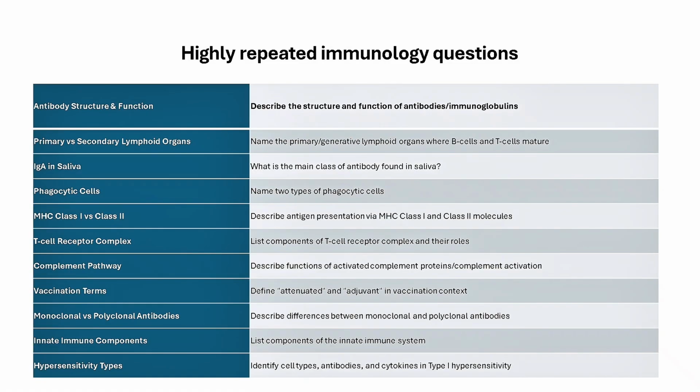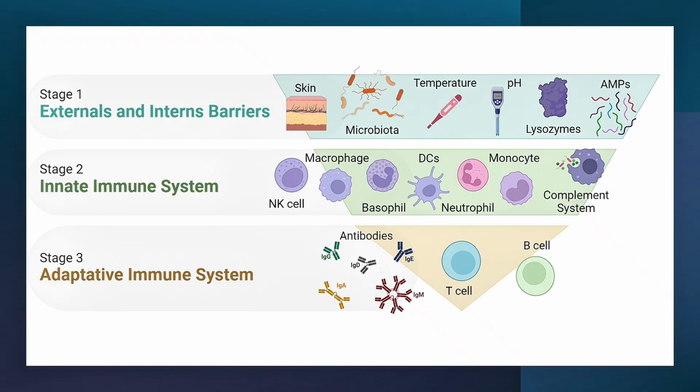The highly repeated questions are antibody structure and function, primary versus secondary lymphoid organs, the main antibody type in saliva, type of phagocytic cells, MHC class 1 and class 2, T-cell receptor complex, complement pathway and activation, some vaccination terms, monoclonal versus polyclonal antibodies, innate immunity components, and hypersensitivity reactions.